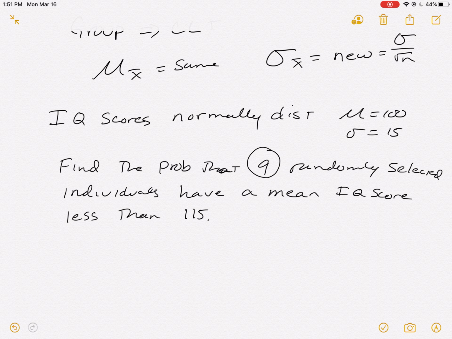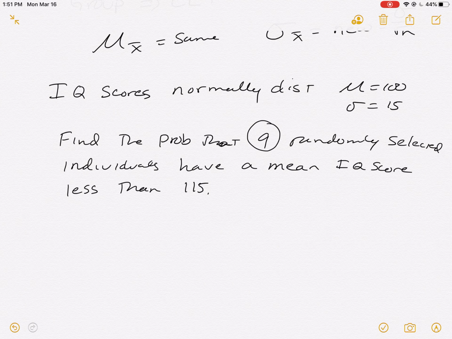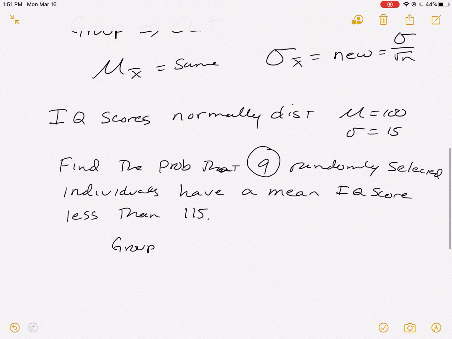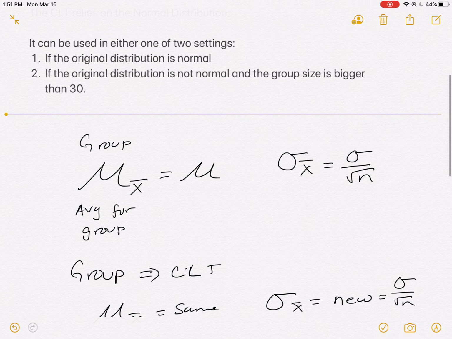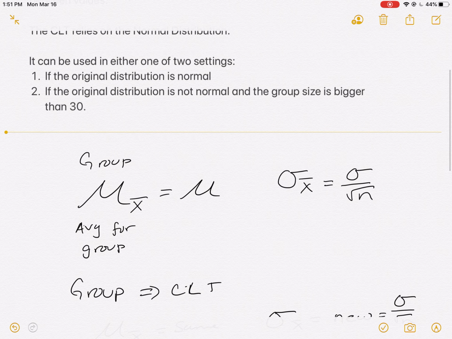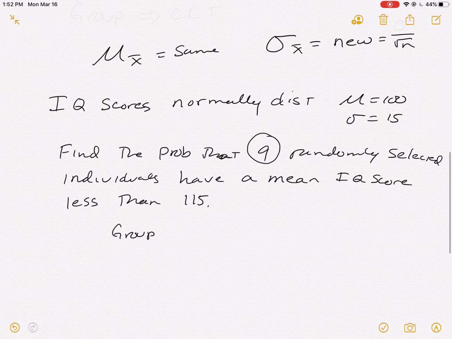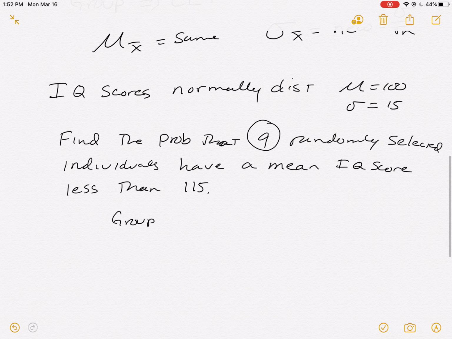And so as we do that problem, what we want to first realize is that we have a group. Now, you know that IQ scores are normally distributed. That means I can have any group size I want. So if I roll back up here, what this is saying is, if the original distribution is normally distributed, you can have any group size you want. Remember, we only use the central limit theorem if there's a group. But if it's not known to be normal, it better be bigger than 30. So I'm okay using 9 because our original distribution is normal.